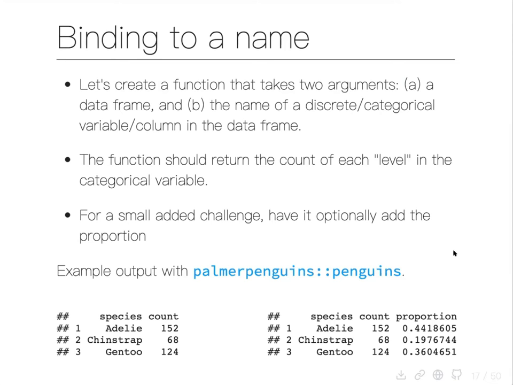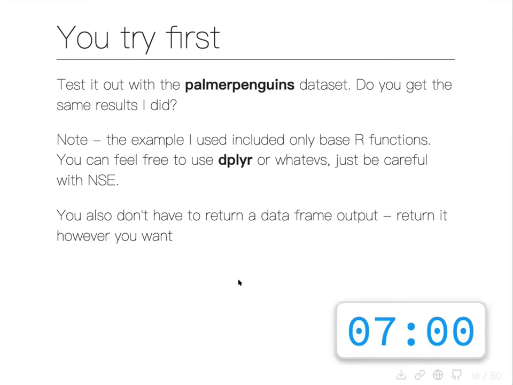So here's an example with Palmer penguins. Here it is for species, where I have the count for each of them. And here it is for species where I'm returning the proportion, okay? So you try first. Go ahead and actually test it out with Palmer penguins and see if you get the same result I did. You can use non-standard, or you can use dplyr if you want, but you'll have to be careful about non-standard evaluation. You also don't have to return a data frame output if you don't want to.